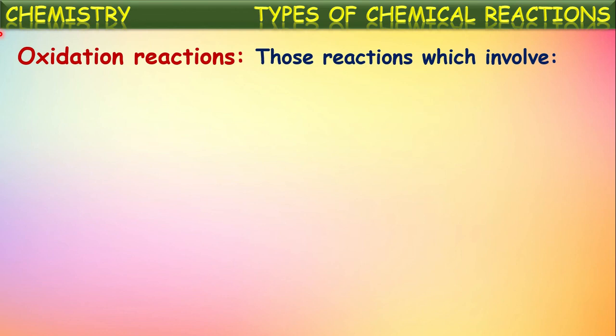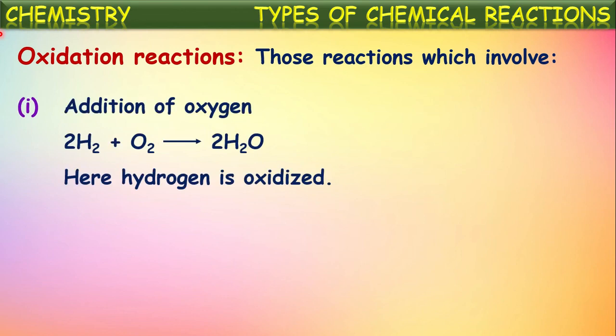One among them is: addition of oxygen to a chemical substance is called oxidation. In the other way, it can also be defined as removal of hydrogen from a compound, from a substance, also called oxidation. Okay, oxidation can be defined as addition of oxygen or removal of hydrogen from a chemical substance is known as oxidation reaction. Let us see these two with simple examples.